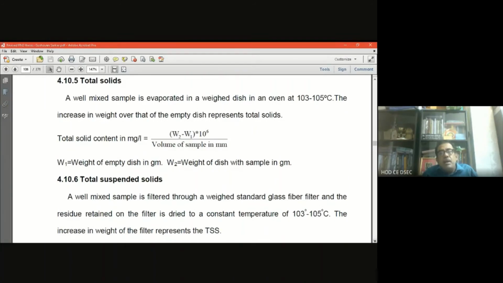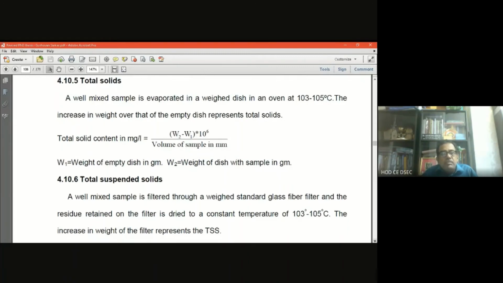Now total solids, how can they be measured? The well-mixed sample is evaporated in a weighed dish. You can take a weighed dish, or a beaker, or a pot, or a crucible, whatever it is, and go for the oven drying process. First you take the blank weight of that dish, and then after the sample is oven dried, you take the weight of the dish with the sample.